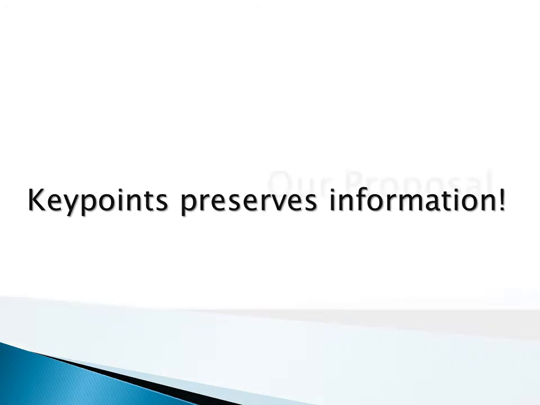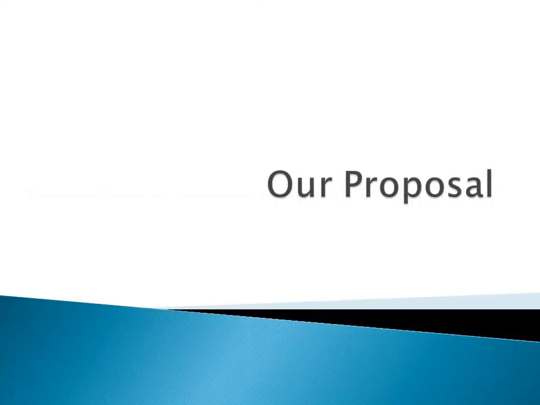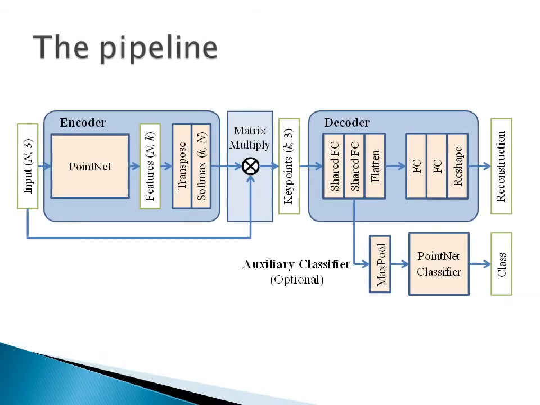So here comes our framework of Keypoint Autoencoder, in short KAE, for keypoint detection. There are 4 major modules in our design: an encoder, a decoder, a proposal module to obtain key points from the encoder, and an optional auxiliary classifier.